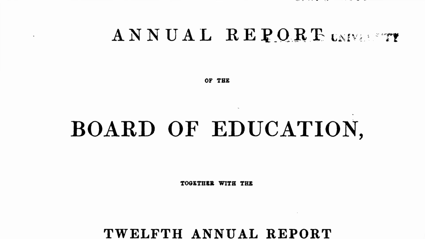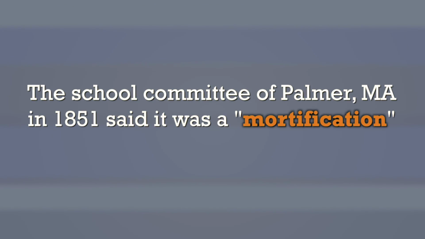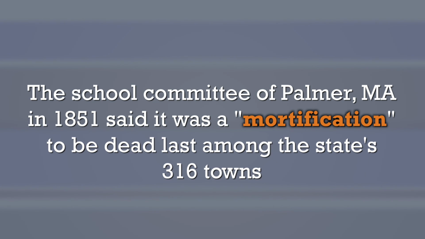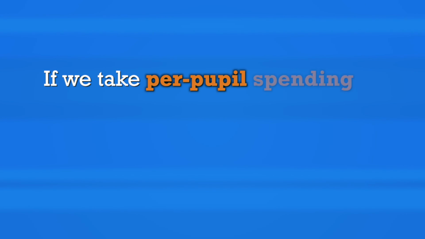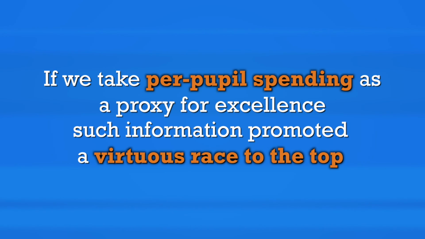Mann used his reports and their statistics to rank districts. He was one of the first to use the metric per pupil expenditure to cajole towns into ponying up more for their schools. And it had its effects. The school committee of Palmer, Massachusetts in 1851 said it was a mortification to be dead last among the state's 316 towns. Never underestimate the power of naming and shaming. If we take per pupil spending as a proxy for excellence, such information promoted a virtuous race to the top that might at least narrow the gap, if not create equal conditions.